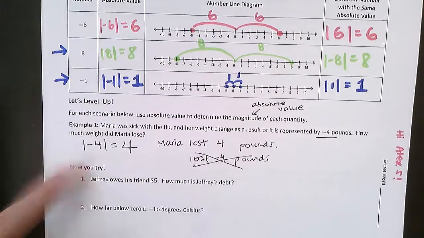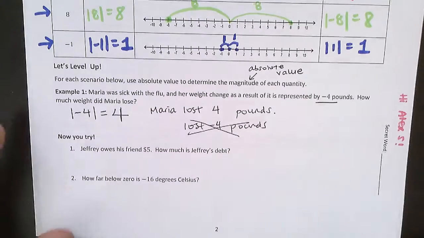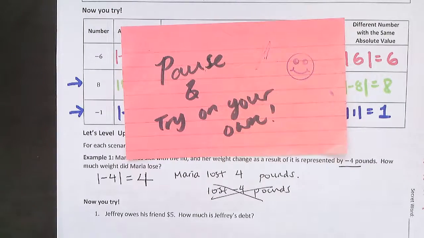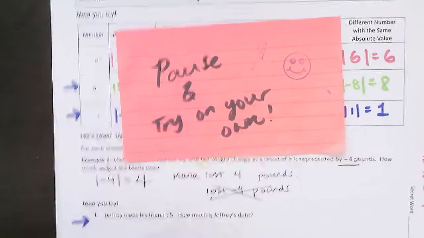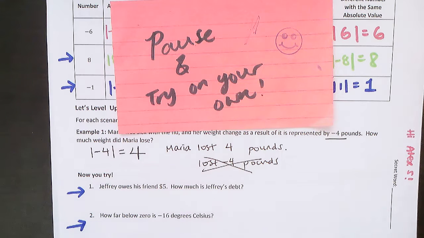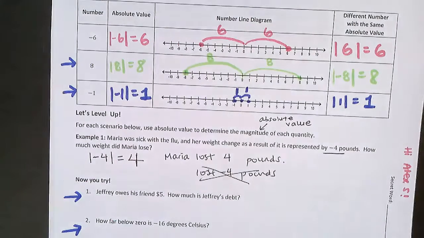All right. So you find the absolute value, and then you're going to write your answer statement. You are going to try these bottom two on your own using that strategy. So let's pause and then try these two on your own. Go ahead and do that now. And now you are resuming the video to check your work.